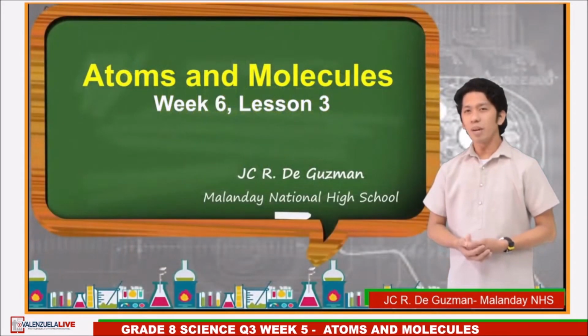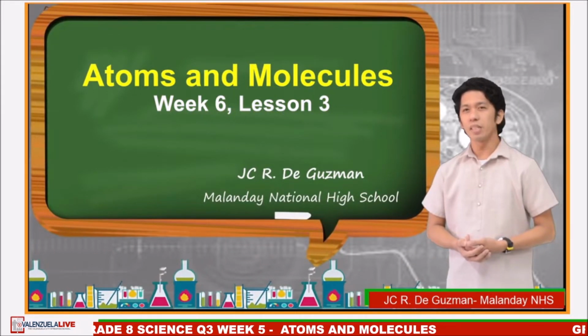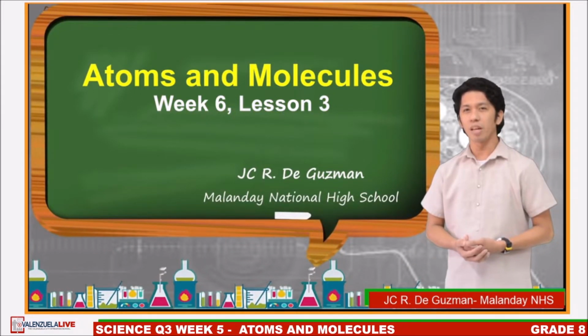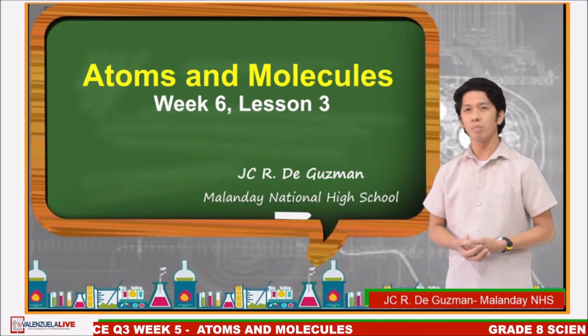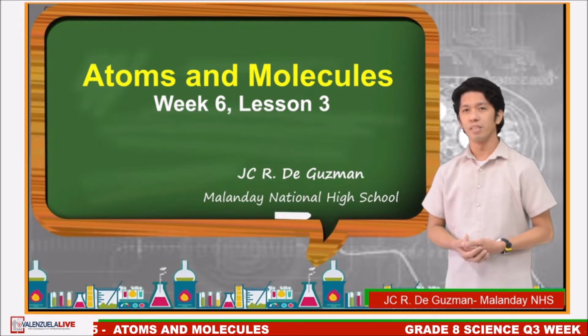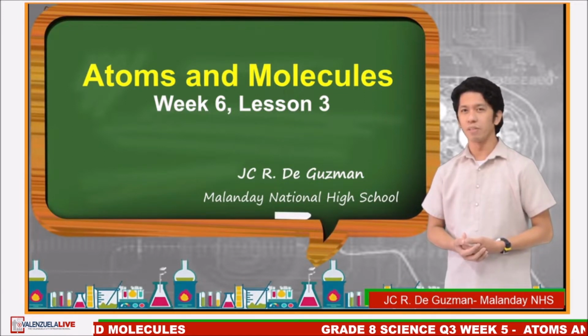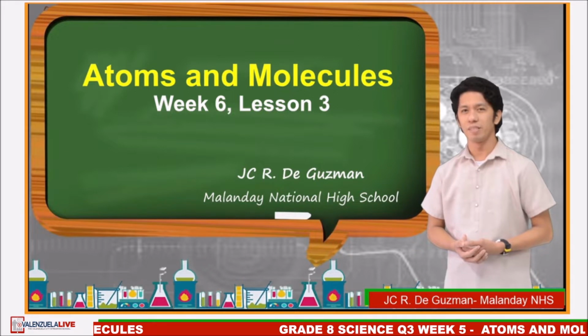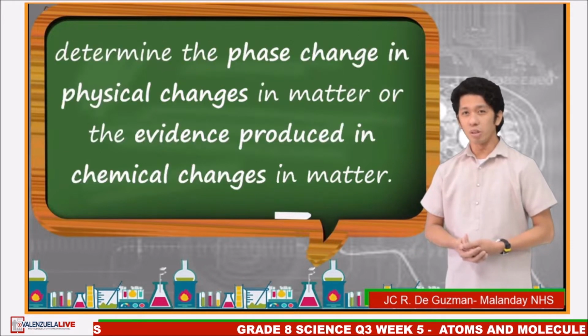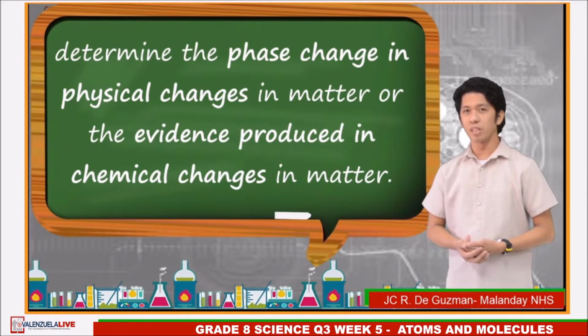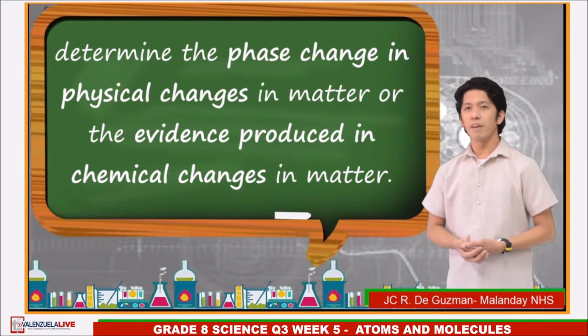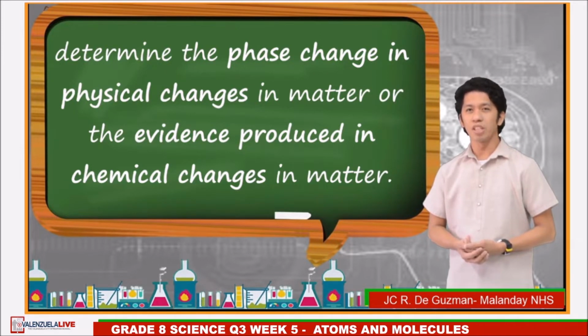Last week, you were able to explain physical and chemical changes in terms of the arrangement and motion of atoms and molecules, as well as the different phases of matter. Let me see if you can still recall some information on your previous discussion with Sir JP. All you have to do is to determine the phase change in physical changes in matter or the evidence produced in chemical changes in matter.